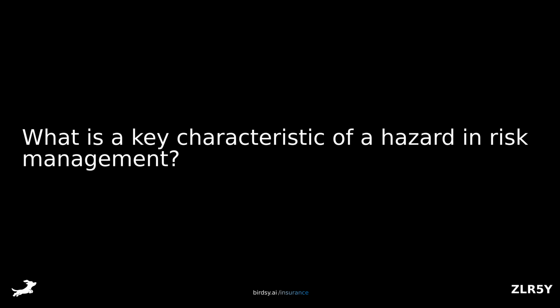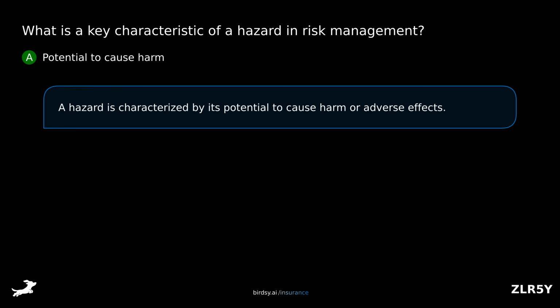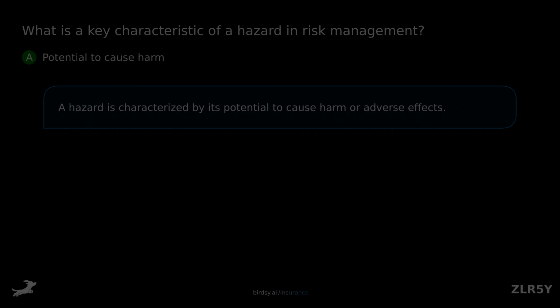What is a key characteristic of a hazard in risk management? Is it A, potential to cause harm, B, guaranteed to cause harm, C, always visible and identifiable, or D, easily eliminated? The answer is A, potential to cause harm. A hazard is characterized by its potential to cause harm or adverse effects.